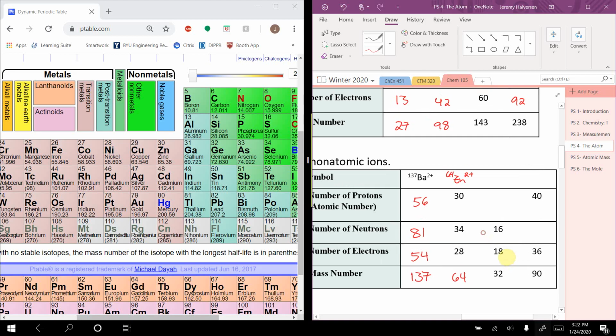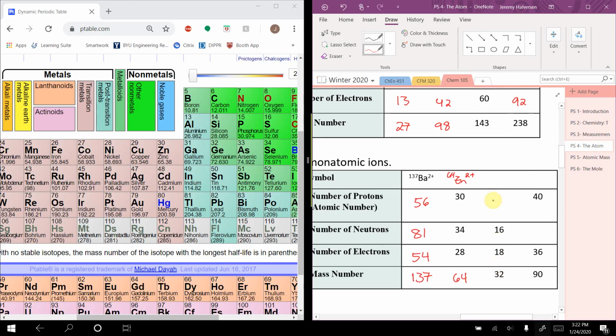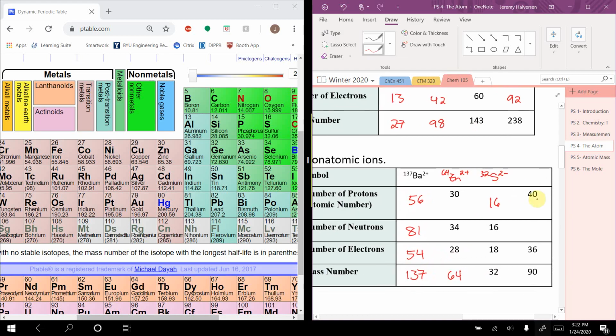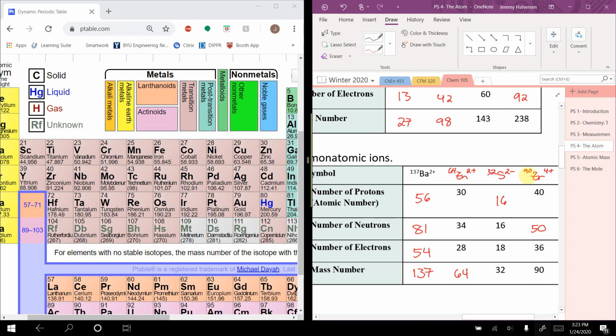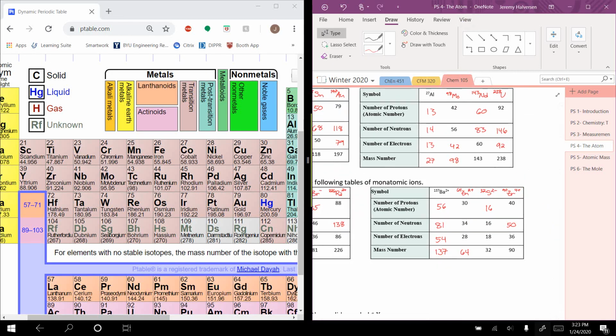Perfect. 16 neutrons and 32 mass number means 16 protons as well, which will be sulfur with 2 extra electrons, so that's going to be a sulfur 2 minus. And then we've got 40 protons, which is zirconium. Must have 50 neutrons to add up to the mass number of 90, and then we're deficient 4, so it'll be a 4 plus. Hopefully that process makes enough sense. Bring this back to full screen.